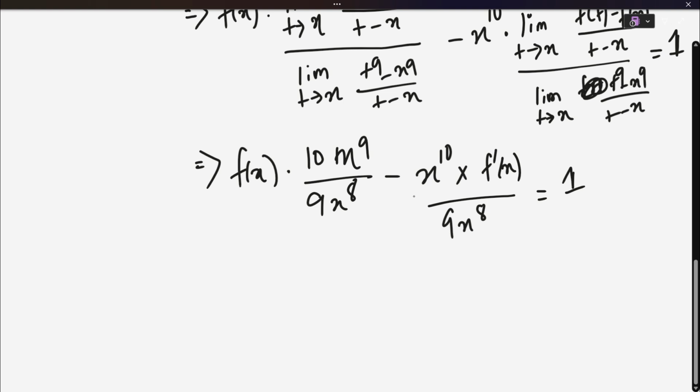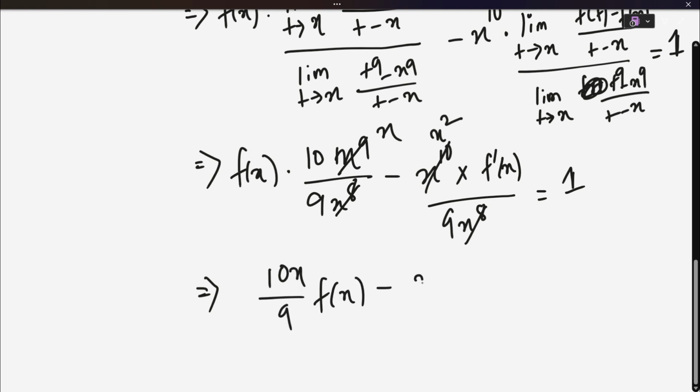Okay, so we can basically cut off x to the power 8 and x to the power 9 here to get x. Similarly here x to the power 8 and x to the power 10 to get x squared. And what we basically have here after all is 10x by 9 f of x minus x squared by 9 f dashed x equals to 1.